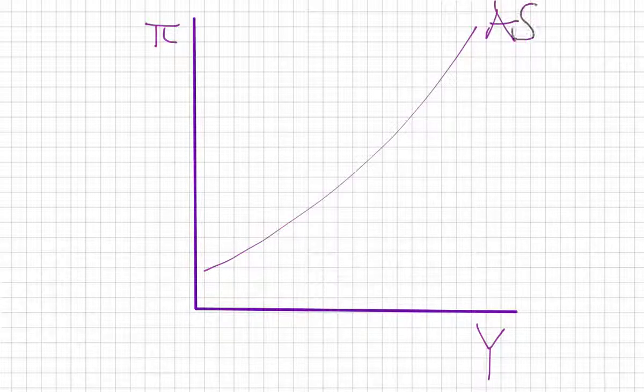Okay, in chapter 23, we developed this new model. It's called the AS and AD model. So let's draw one of those right here. Okay, inflation, output, AS, AD.